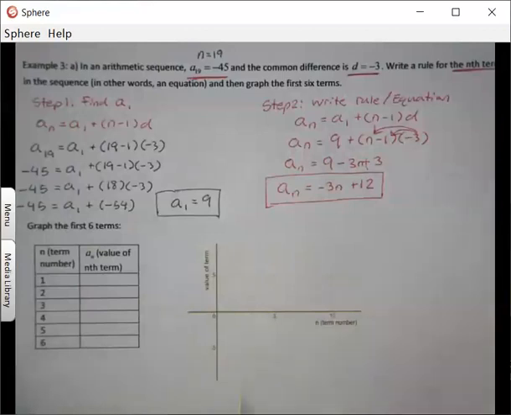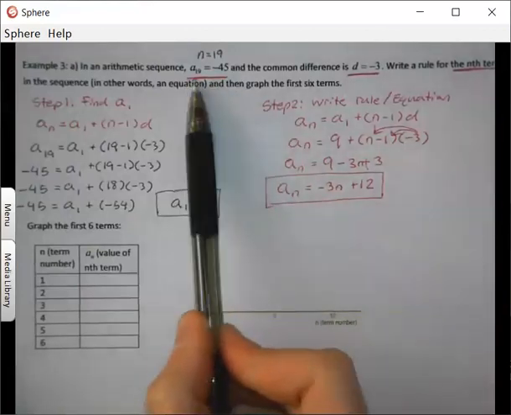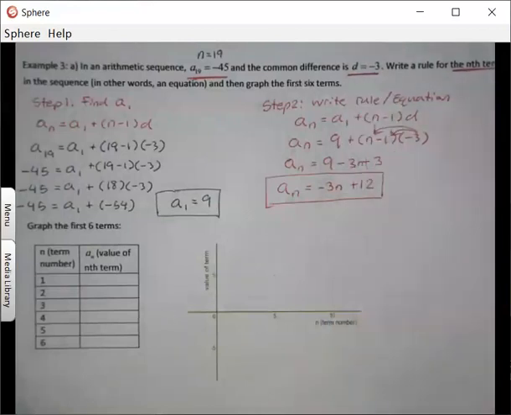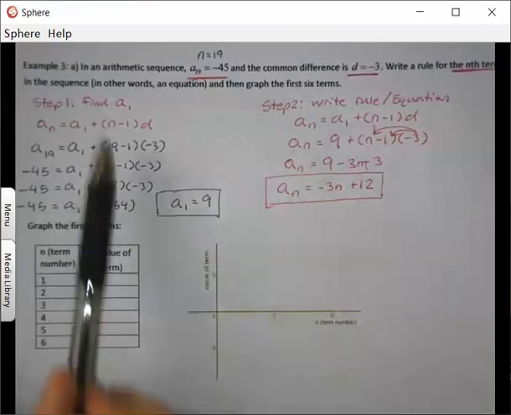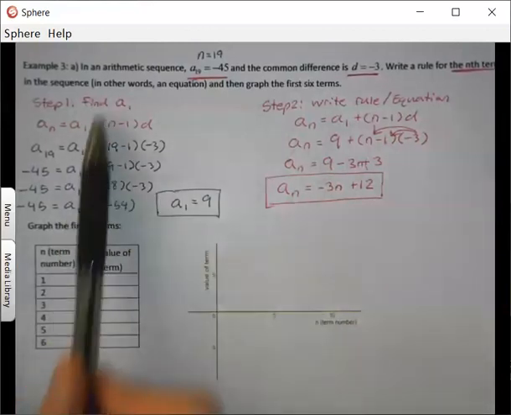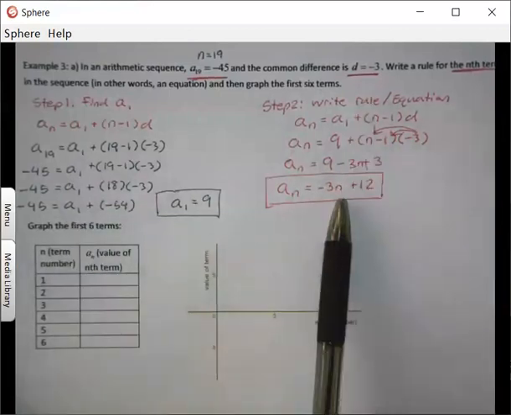So if we know any term and the common difference, we can find an equation to describe the entire sequence. We just need to first find a sub 1, our first term, then we can use it to write a rule.